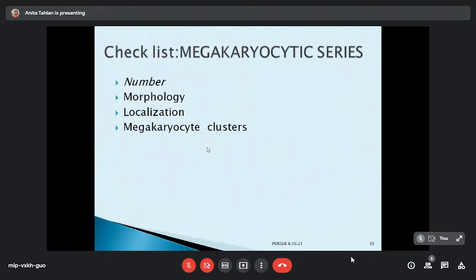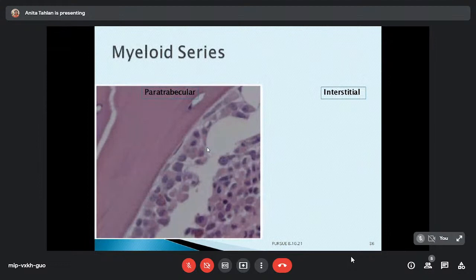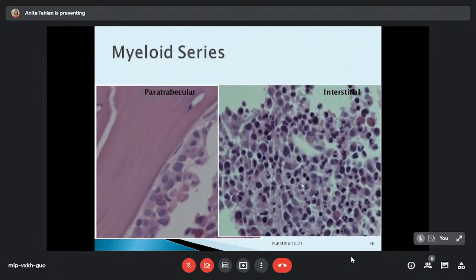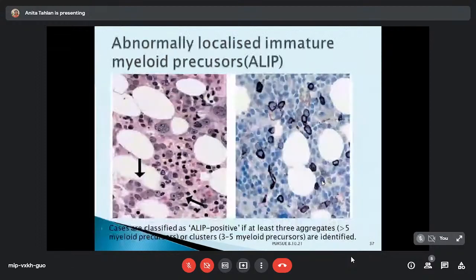So what are the localization and their clustering, if any? What about the myeloid series? The myeloid series is located at the paratrabecular or endosteal region. This is the paratrabecular region where the myeloid precursors are located. They move towards the intratrabecular region, where in the interstitium you have the maturing myeloid series. So the immature myeloid series would be in the paratrabecular region, and the mature myeloid series in the interstitial region. If the immature myeloid series comes here, it can be seen in MDS.